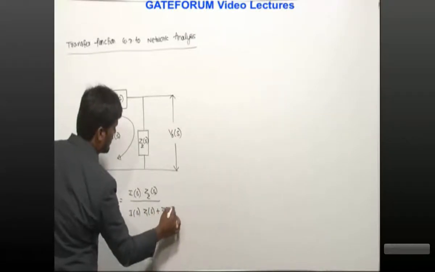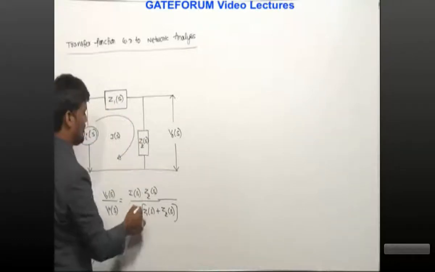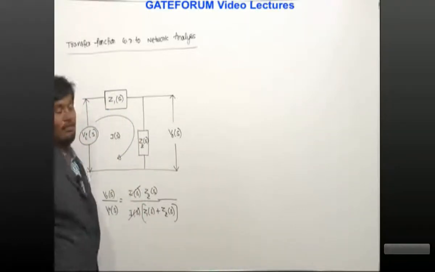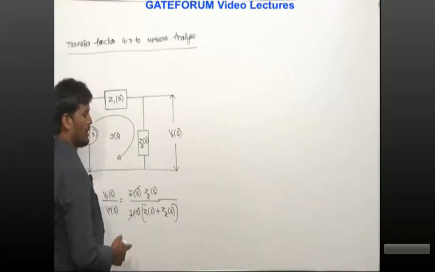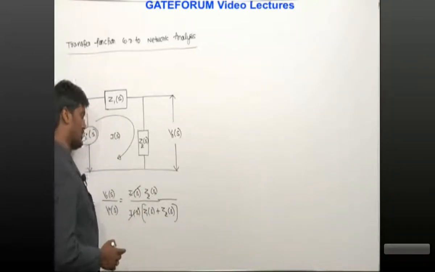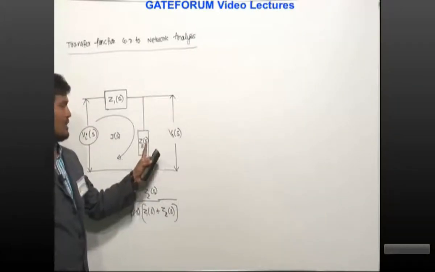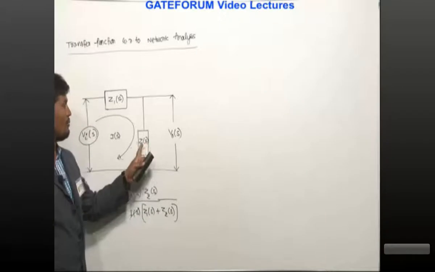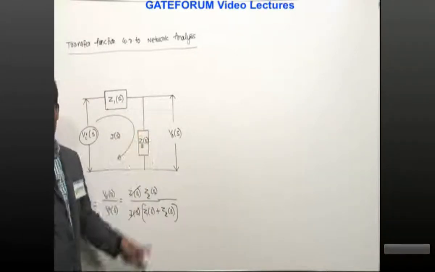As it is a series element, the current flowing through both elements is the same. Therefore, I am taking I of S common. I of S cancels. Numerator is Z2 of S. Denominator is Z1 of S plus Z2 of S. Also, I can say it like this: output impedance Z2 of S is across the output. Therefore, output impedance divided by the sum of the impedance, that is Z1 plus Z2 of S.